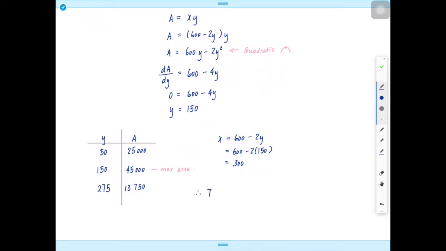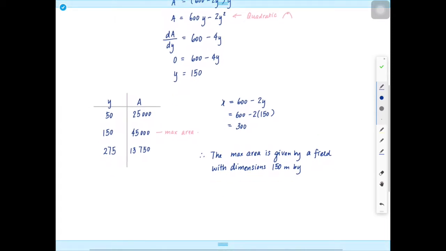Therefore, the maximum area is given by a field with dimensions 150 meters by 300 meters. And this is example 2.